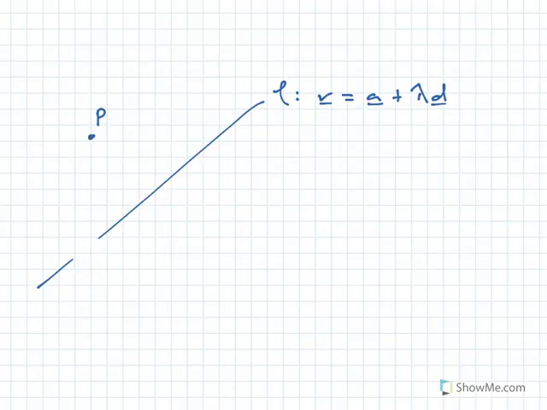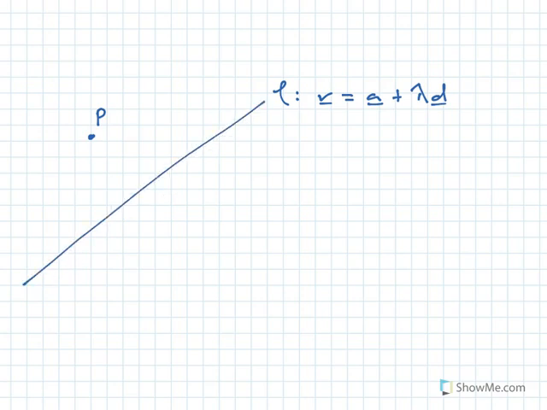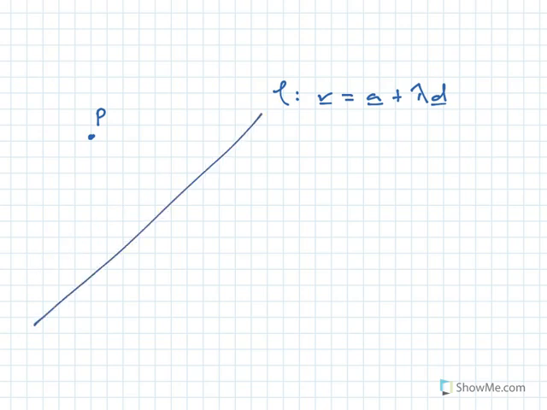Okay, so here's the setup. We've got some line, and it's r equals a plus lambda d. That's what we're defining it as. And we've got some point P, which is away from the line, and we're interested in what's the shortest distance between the line and the point P.